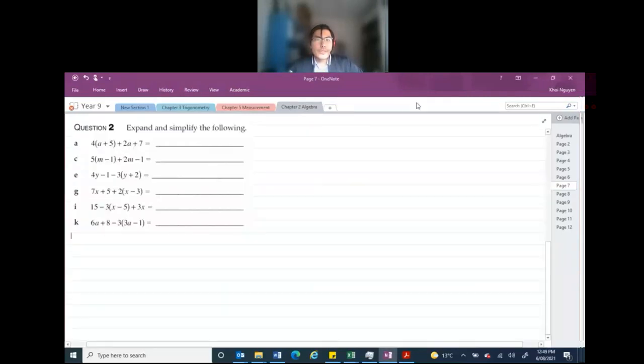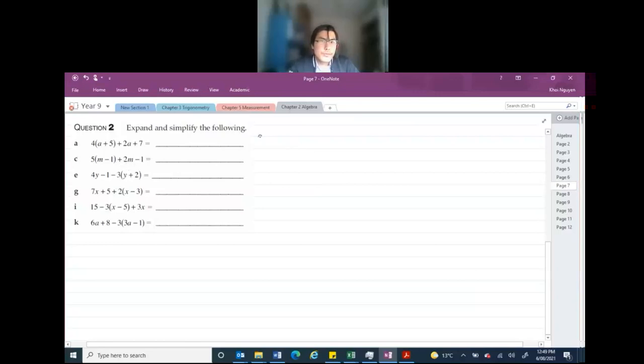Next, we're going to go through question 2. So this one's a little bit different to question 1, in that it's got a little bit of something else on the outside. A few more numbers, a few more terms on the outside. So what we have to do is, after we have expanded brackets, we will have to collect the like terms and simplify the expression. For question 2, we are going to do A, C, E, G, I, K.